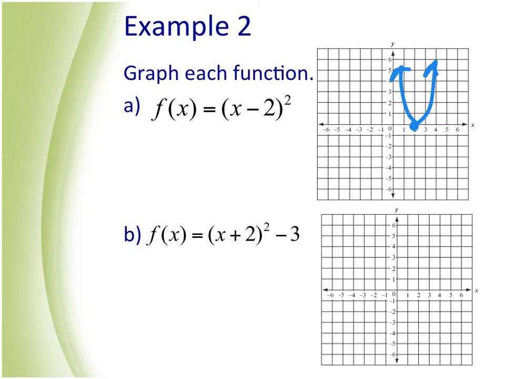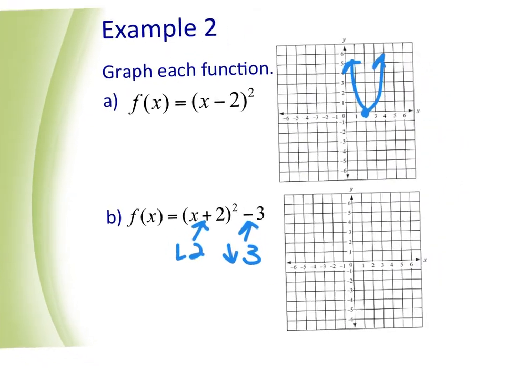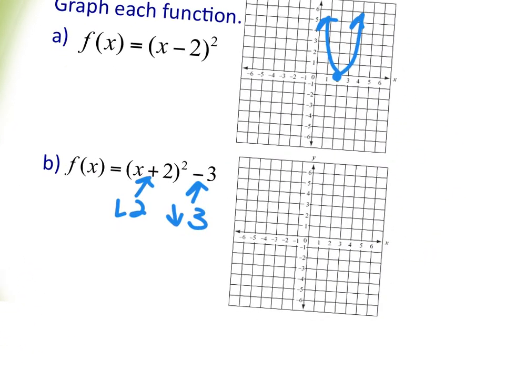Obviously, they're going to start to do more than one thing at a time, right? So B has a +2 on the inside, which means what? Left 2. And then -3, which means down 3. I don't care if you move left or down first, as long as you do both at some point. So I'm going to go left 2, down 3, plot a point, and then my parabola is going to point up.